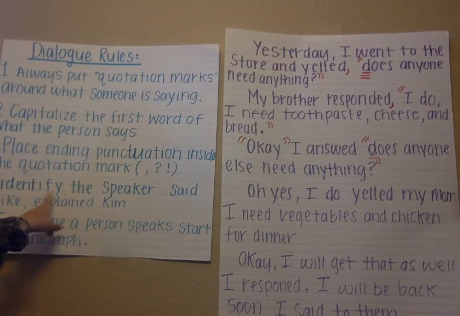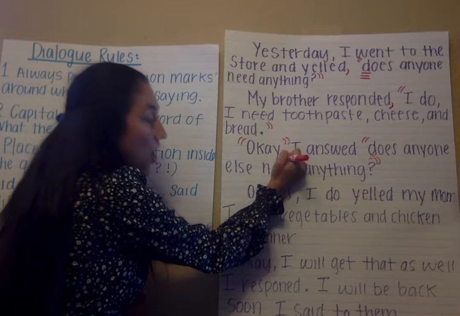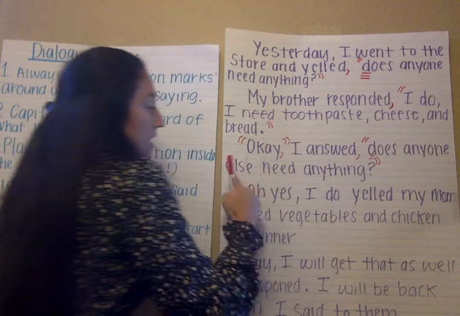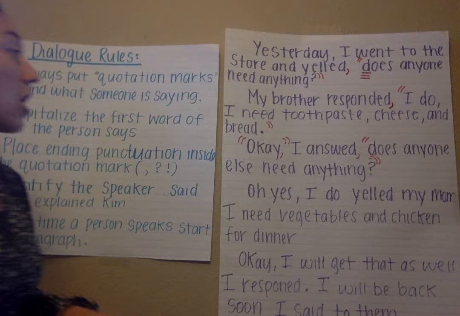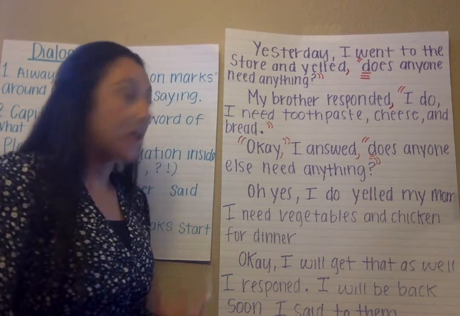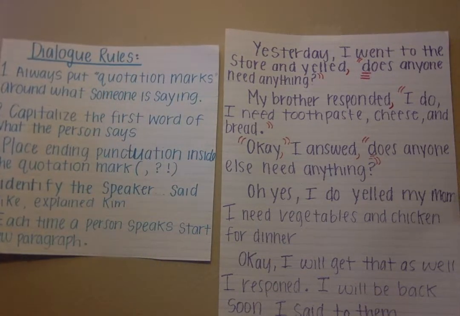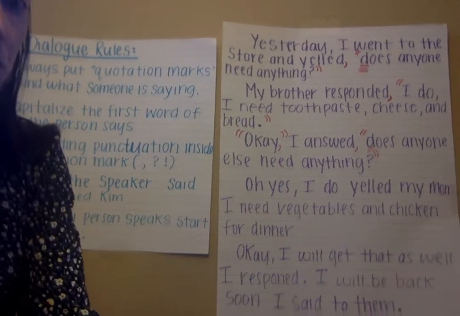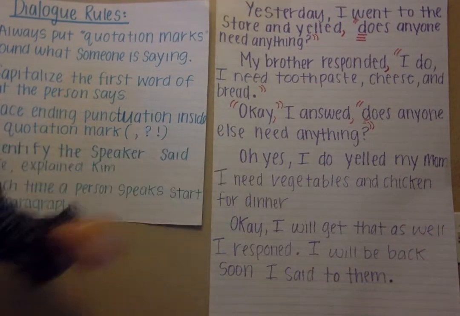Then I need to identify the speaker and add my punctuation. So I'm going to say, "Okay," comma, quote, I answered, comma, "does anyone else need anything?" So you need to make sure that there's 2 commas there because I said, okay, took a second, then I said, does anyone else need anything? And then, again, somebody else is about to start talking, so now it's a new paragraph, and I have to move down, skip a line, and indent.